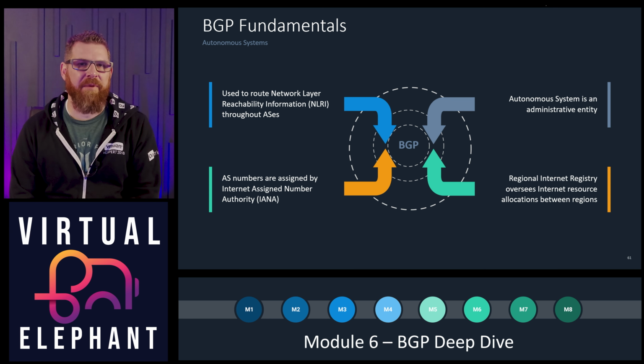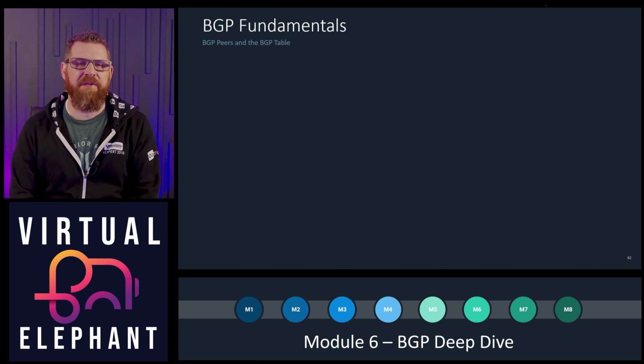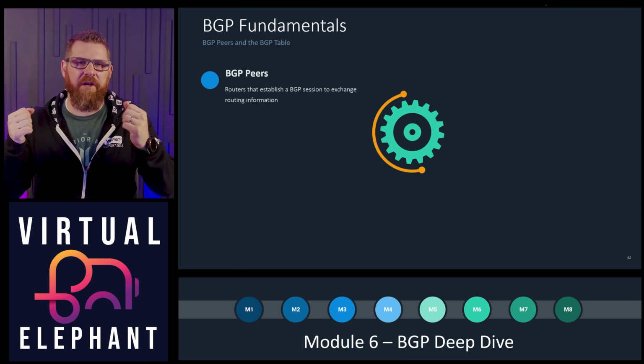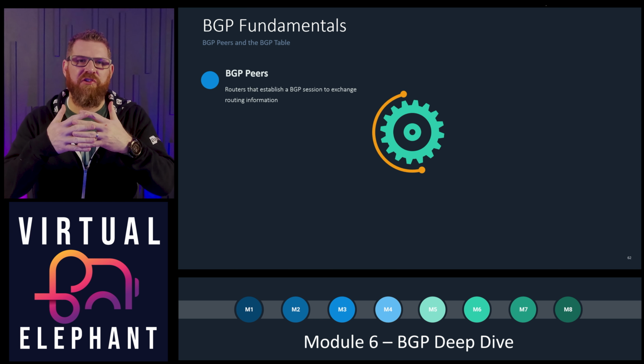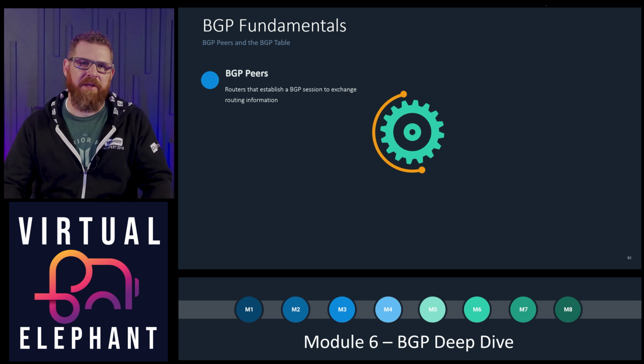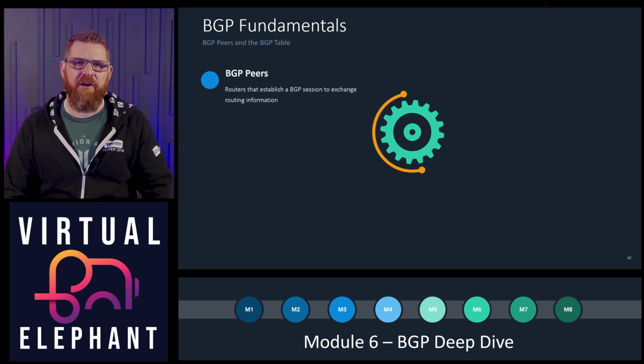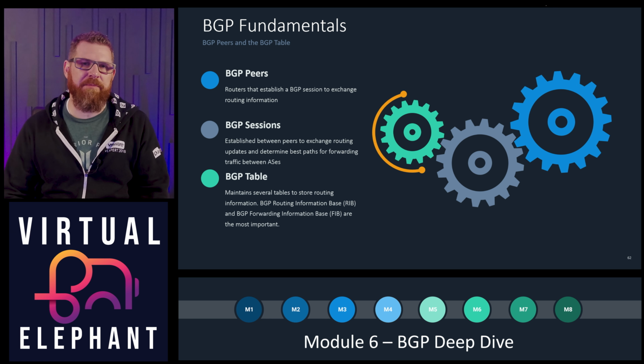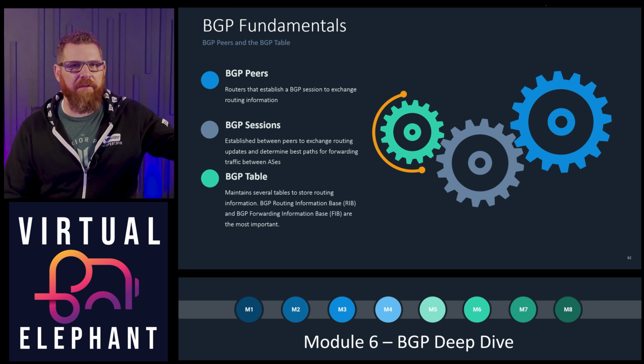So when we think about BGP, you also have to think about BGP peers. So two different networks talking to one another and establishing a connection and exchanging routing information. And so when we think about that, there are three key things to remember. First, there's BGP peers, then there's BGP sessions, and then there's the BGP table itself. So a peer is exactly what it sounds like. It's going to be my neighbor on the network, whomever I am talking to next.